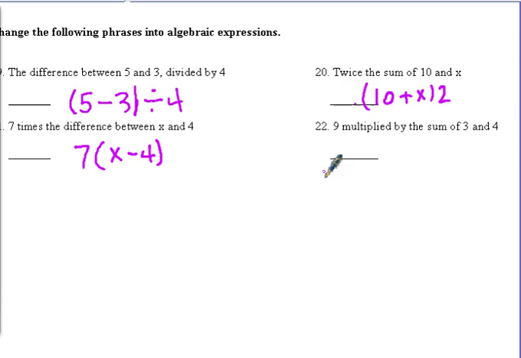9 multiplied by the sum of 3 and 4. So the sum of 3 and 4 is to put this in parentheses. And you're going to multiply by 9. And that's all there is to it.